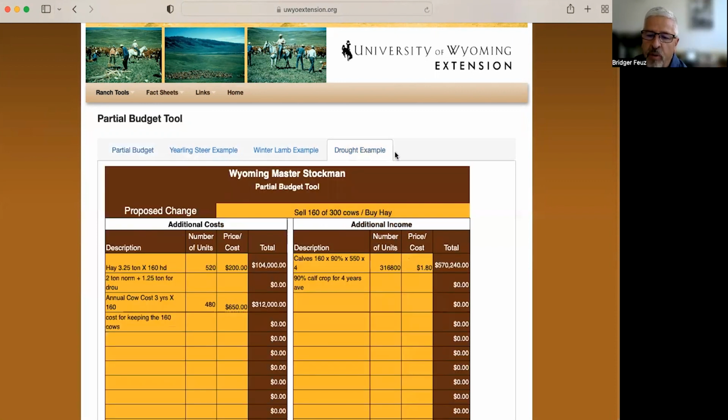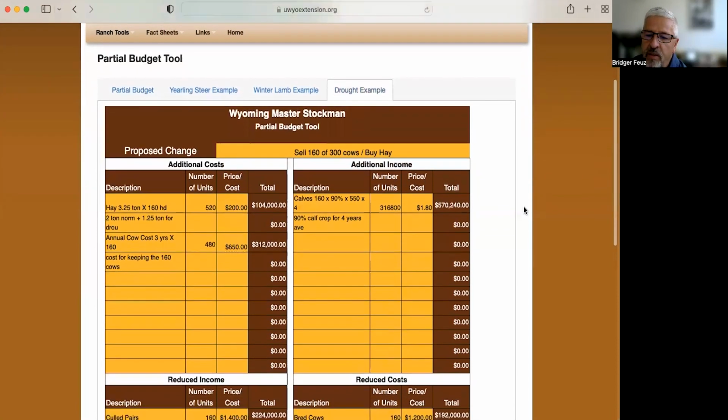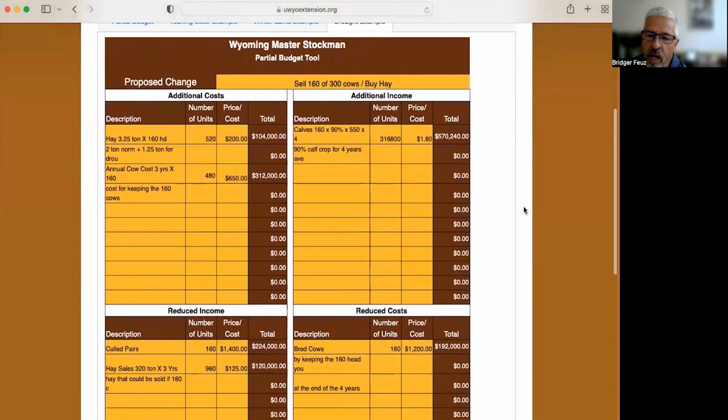So the drought example, this example is a decision that we often have to make when we go into a drought. Do we sell cows or buy hay, or a combination thereof? So in this example, we assume that we're going to sell 160 of 300 cows because we don't have the forage available for them, versus buying hay, right? So I'll go through this example to show you how you might do that.